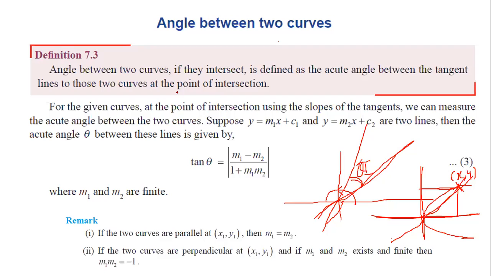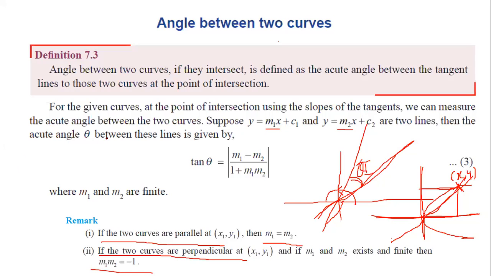We can measure the acute angle between the two curves. Take y equal to m1x plus c1 and y equal to m2x plus c2. So here m1 and m2 are the slopes of the curves. If m1 equal to m2, then the two lines are parallel. If the two curves are parallel, then m1 equal to m2. And if m1 into m2 equal to minus 1, then the two lines are perpendicular. If the two curves are perpendicular, then m1 into m2 equal to minus 1.